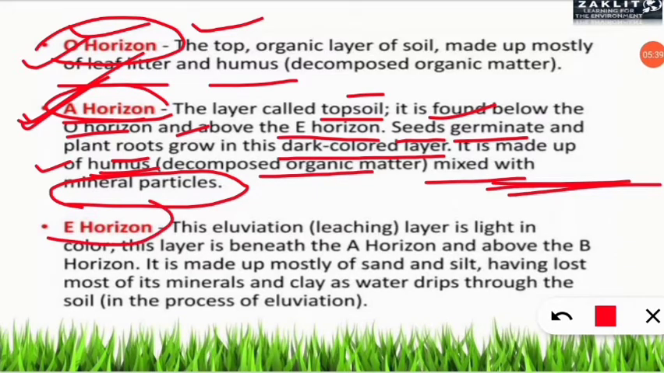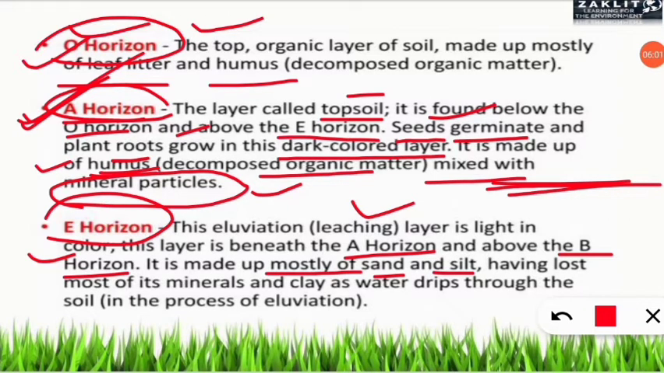Next is the E horizon. The E horizon is the elevation or leaching layer and it is light in color. As compared to the A horizon, it is light in color because the humus will be less. It is beneath the A horizon and above the B horizon. So it is above the B horizon and below the A horizon. It is made up mostly of sand and silt. So sand and silt are in maximum concentration there, and it has lost most of its minerals and clay.